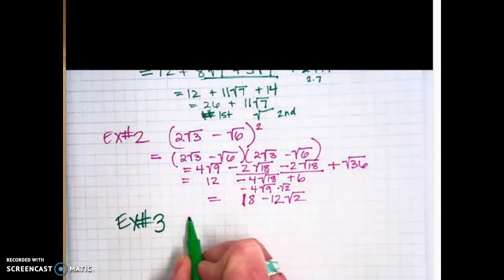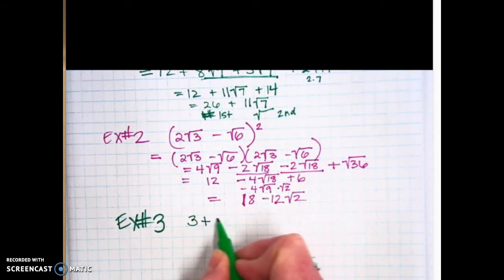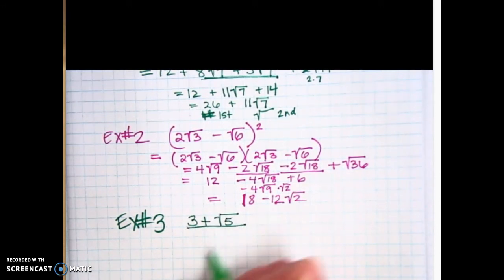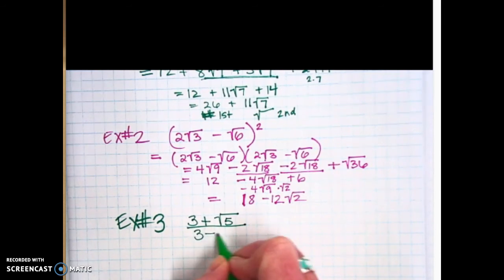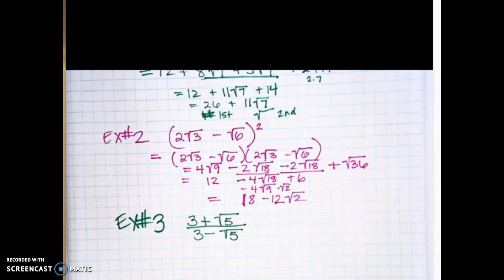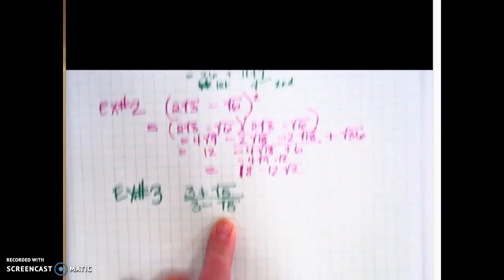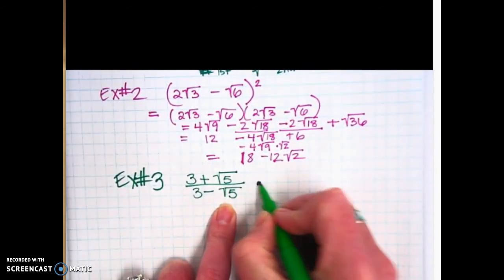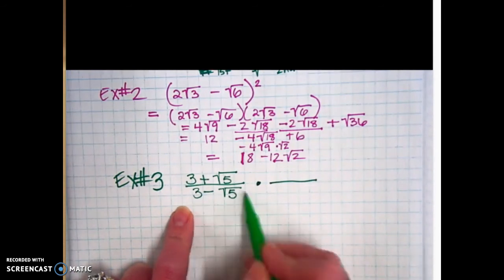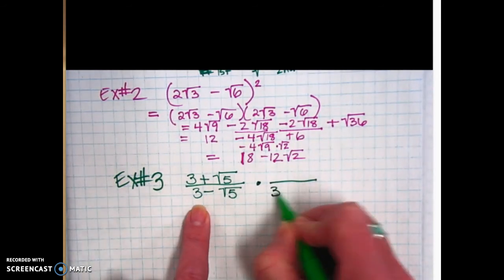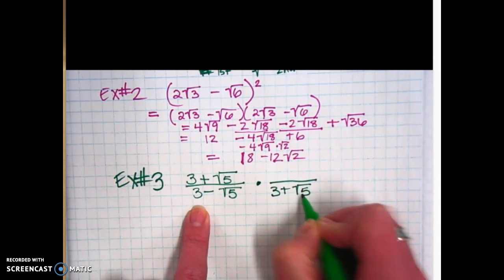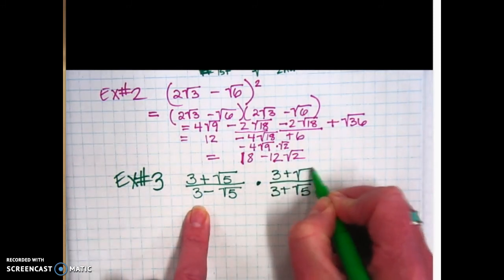All right, example number 3, we're going to take 3 plus the square root of 5 and divide it by 3 minus the square root of 5. So why is this included in this section? Right? Because you can't have what in the denominator? The radical, okay? So you're going to need to multiply this by the opposite of this. So you're going to say 3 plus the square root of 5 and 3 plus the square root of 5.